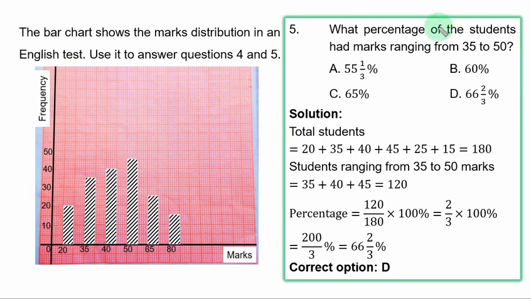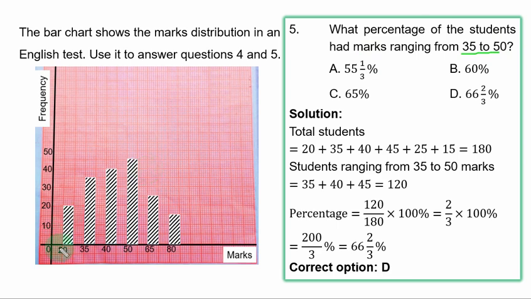Question 5. What percentage of the students had marks ranging from 35 to 50? To do this, we need to get the total number of students. You do that going by the marks that they scored.